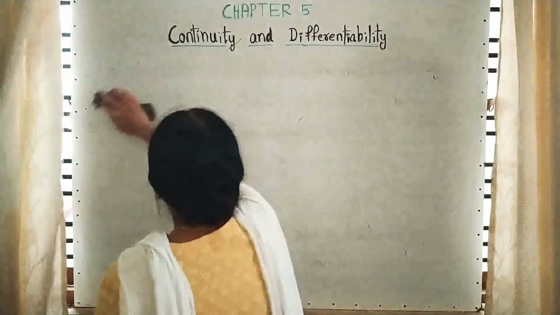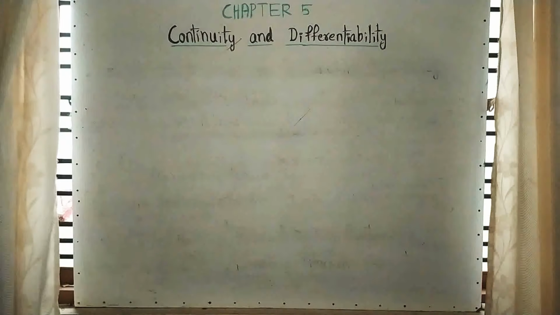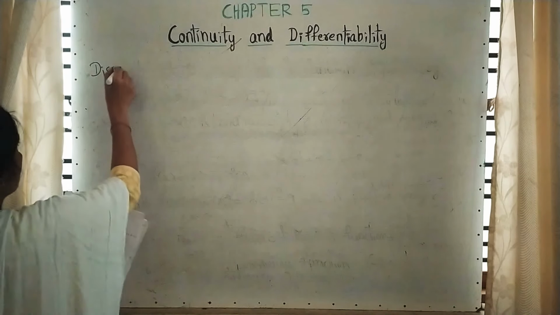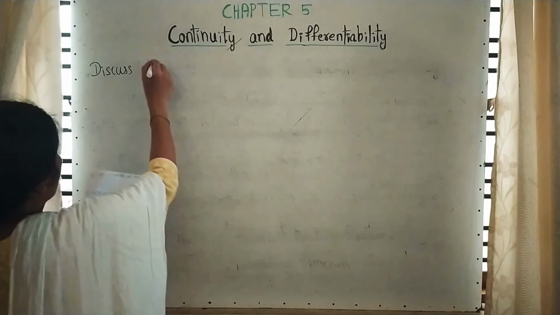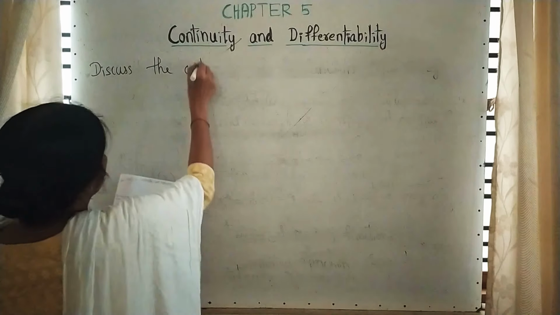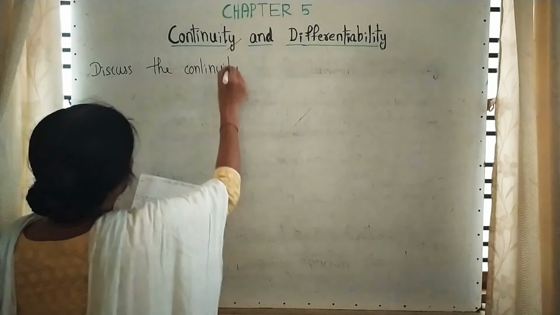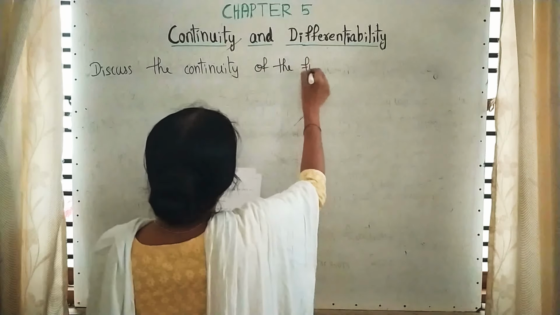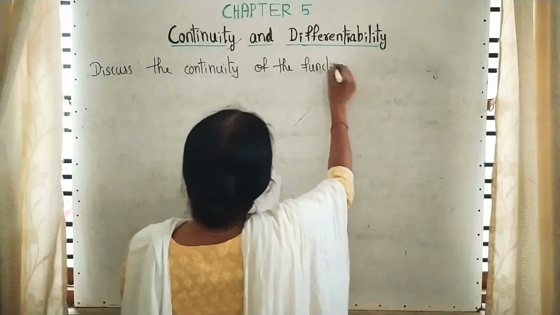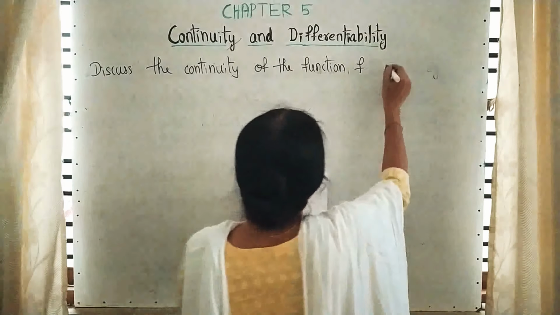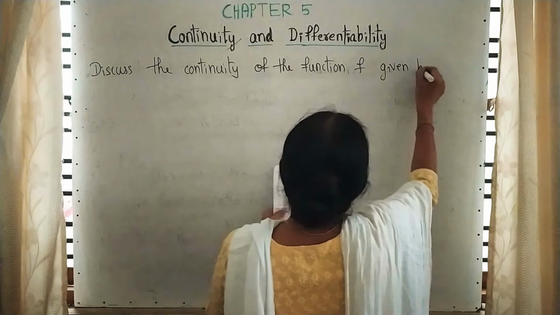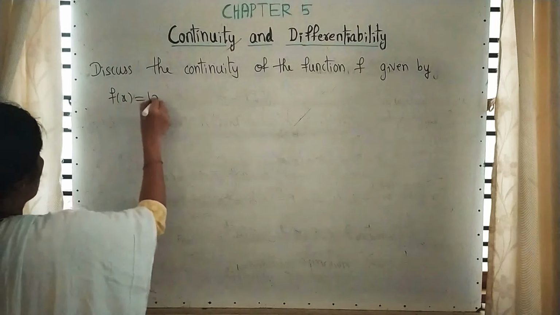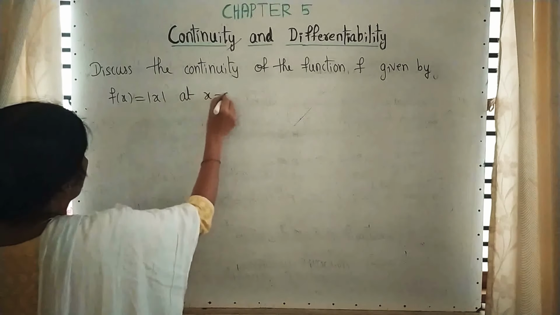So I have started with very simple examples. Still I have not started 5.1. Discuss the continuity of the function f given by f of x is equal to mod x at x is equal to 0.